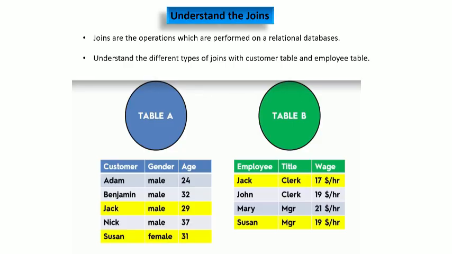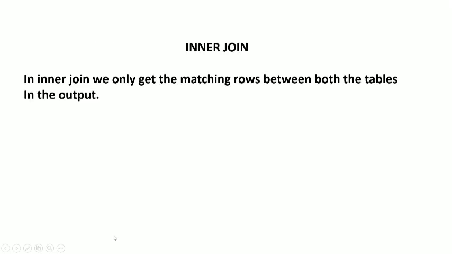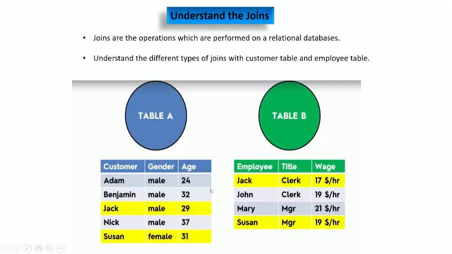Now in these two tables, the column names are different. We have customer name and employee name. It is possible that you have different column names, but the data in those columns should be the same. Then only will you be able to perform joins. Now you can see that we have two common records. We have Jack matching with Jack and Suzanne matching with Suzanne. Now in table A and table B, we'll try to join on these two columns, customer and employee.